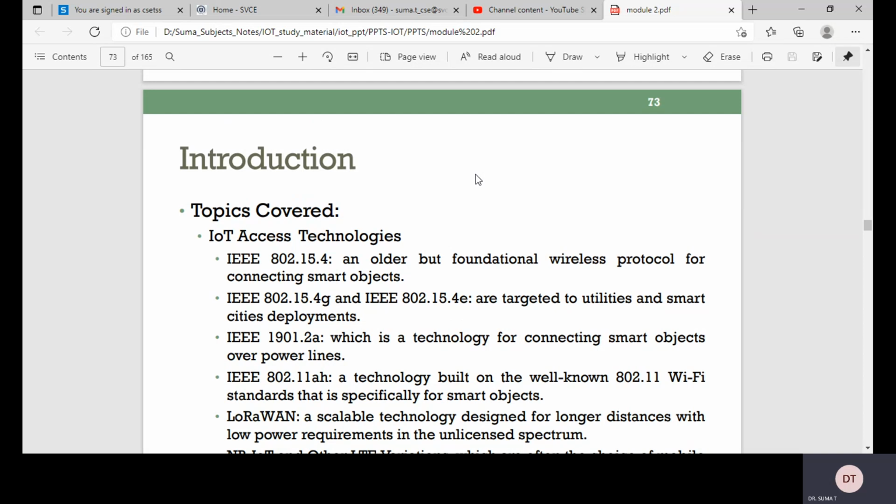Let me take IEEE 802.15.4. It is an older but fundamental wireless protocol for connecting the smart objects, for low cost and low data rate devices that are powered by batteries. They will not use an external power source. Whatever inbuilt power is mounted, the same battery is going to be used. That is why it is low cost and low data rate.